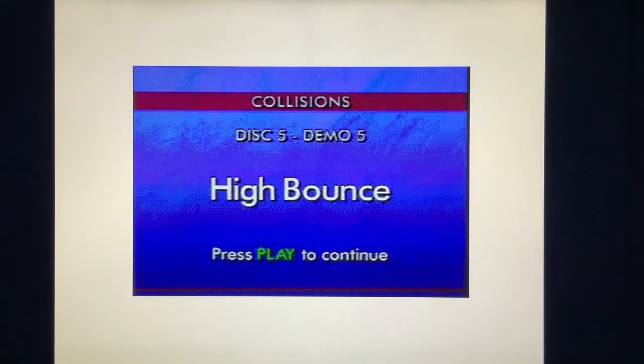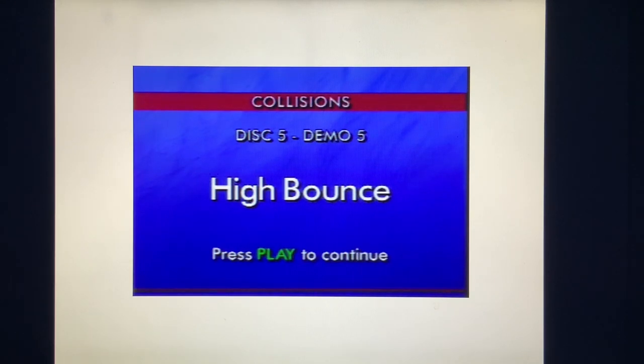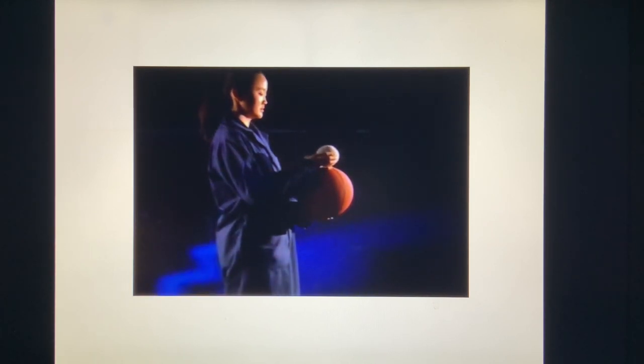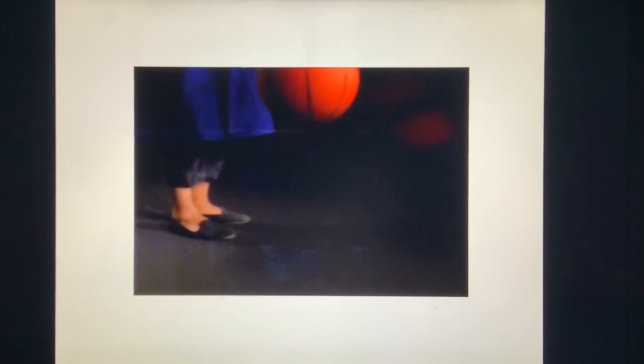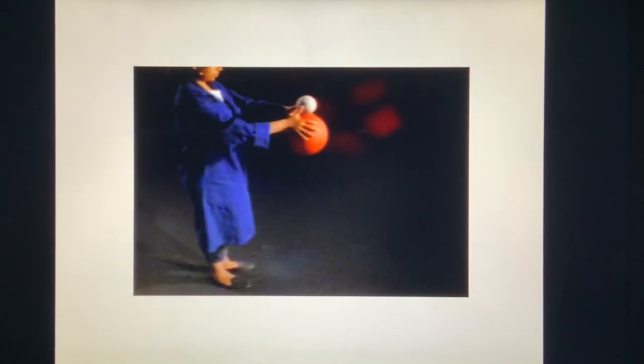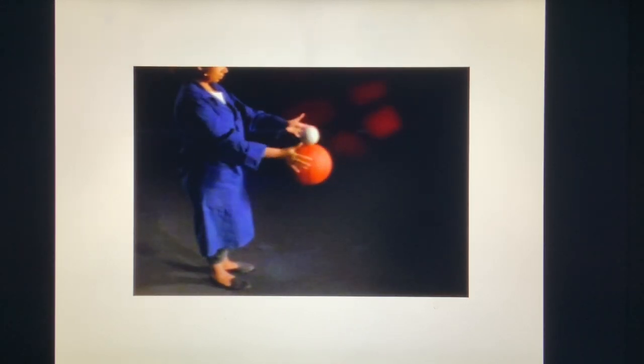Now, when two balls with the proper mass ratio are dropped together with the lighter ball on top, a very interesting bounce occurs. The heavy ball barely bounces at all. But the lighter ball bounces many times higher than the drop height.